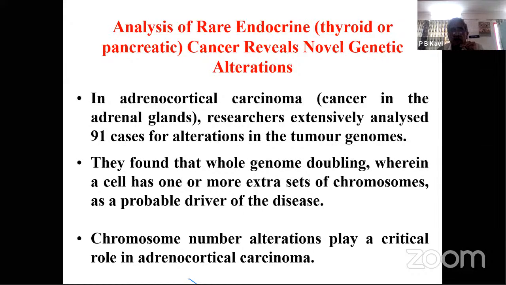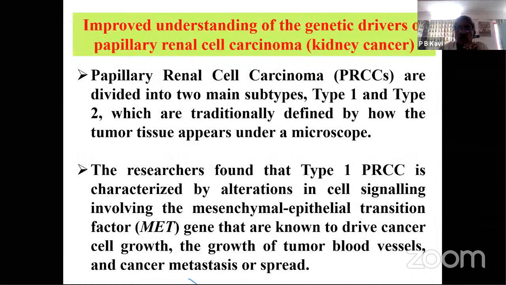In adrenocortical carcinoma, or cancer in the adrenal glands, researchers have extensively analyzed many cases and found some variations. They found that whole genome doubling is there in certain cases. Not only whole genome doubling, but also extra sets of chromosomes have been observed. Unless we come to know about these extra sets of chromosomes or whole genome doubling, we cannot treat the particular patient who is suffering from this endocrine disorder or cancer, or thyroid or pancreatic cancer. So chromosome number alteration plays a critical role in determining this particular carcinoma. It is very, very important for us to find out whether the patients are suffering from any such chromosomal abnormalities.